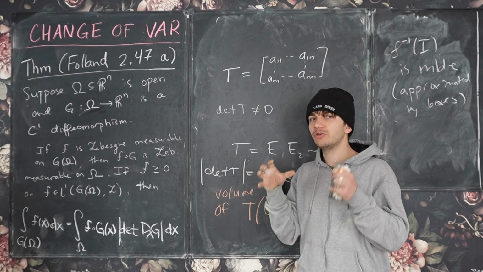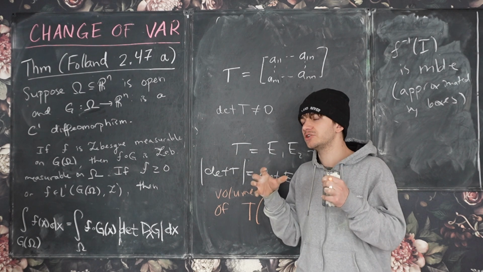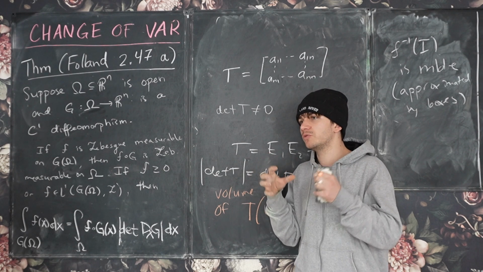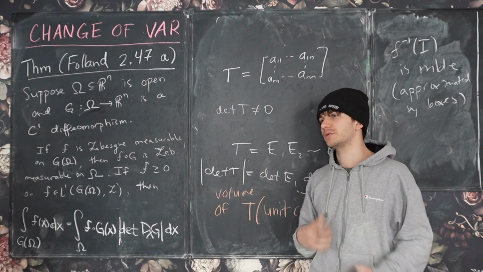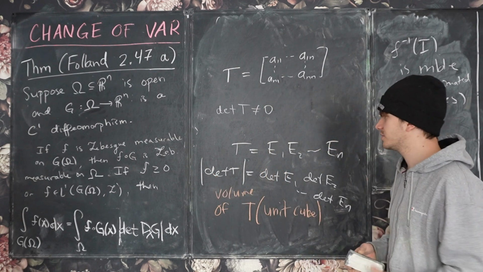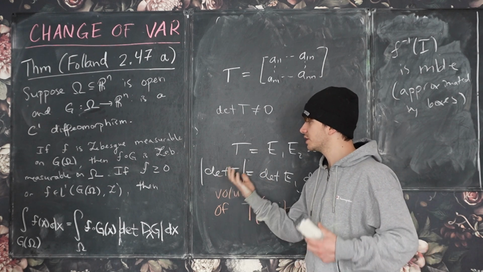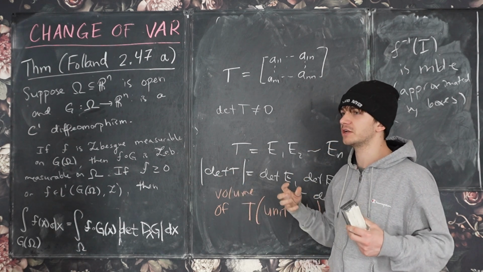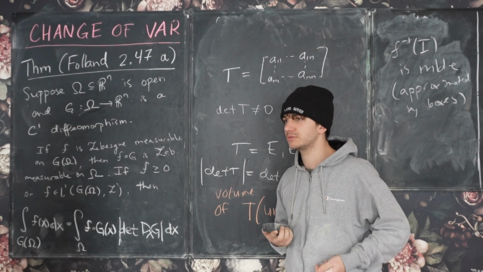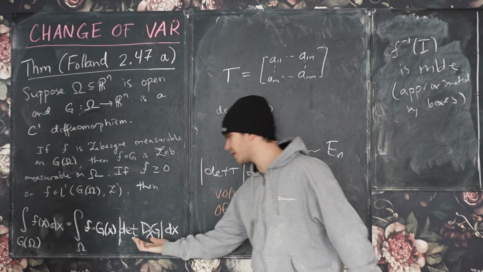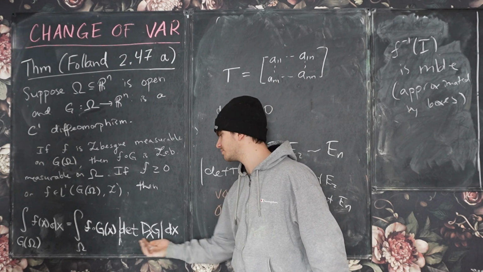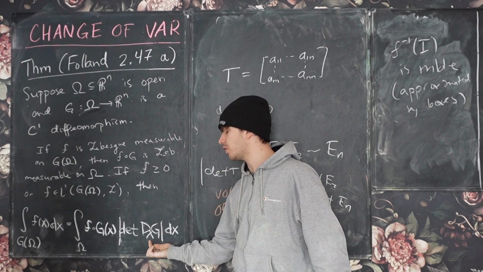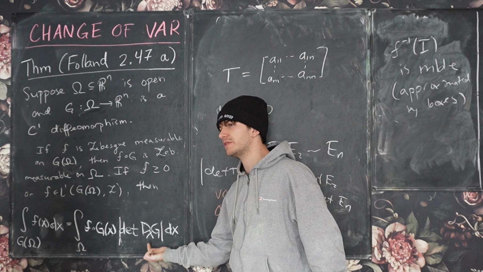If you apply the linear transformation T to it, its volume will get scaled by the magnitude of the determinant. So the magnitude of the determinant measures the volume distortion of a linear transformation. And so we can see here that this determinant in our theorem is measuring the local volume distortion predicted by the differential, which is a linear map, a matrix of the partial derivatives.